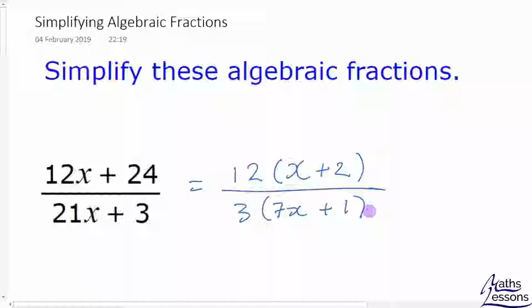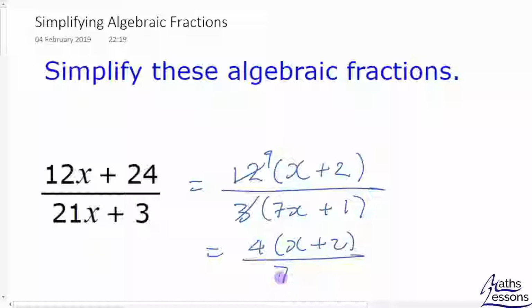So there's not a lot we can do to cancel this down. 3 goes into 12 4 times. So what we can do is cancel that down to leave 4. So the answer is 4 times x plus 2 over 7x plus 1. Wasn't really a lot to do with that one.